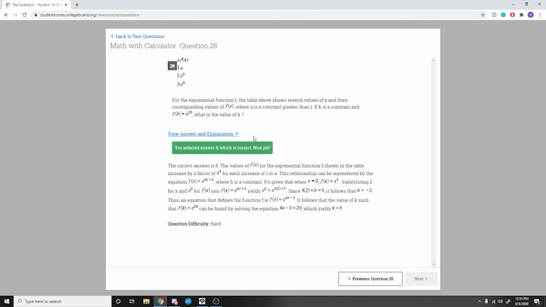Okay, and sorry for the bad explanation for question 28. There's probably a better one right here that you could read. And let's see. Oh, that's all of the advanced math problems for PSAT 2019.